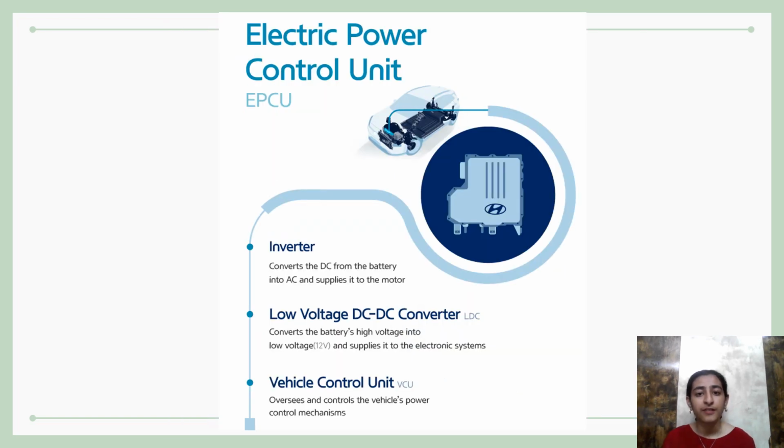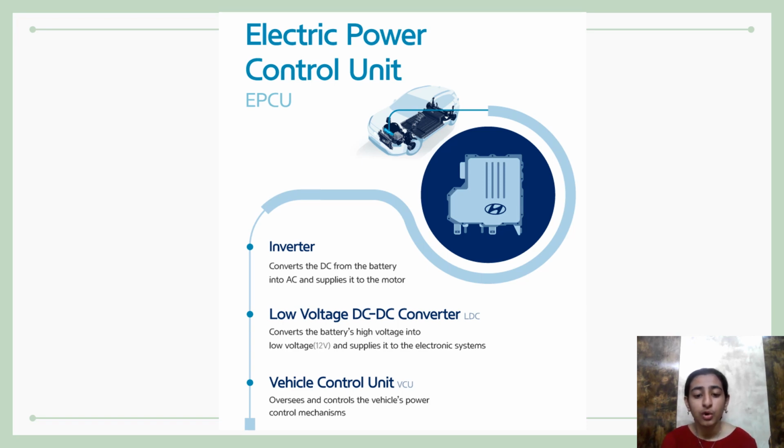At last, we have the Electric Power Control Unit, or EPCU. The Electric Power Control Unit consists of the inverter, the low voltage DC converter, and the vehicle control unit. So now let's start with the inverter. The inverter converts the battery's DC into AC, which is then used to control the motor speed.